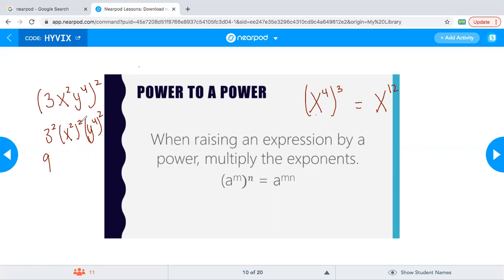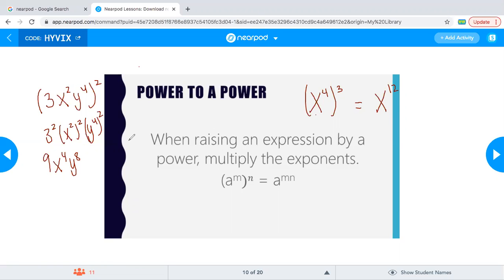So 3 squared is 9. X to the power 2 to the power 2 is x to the 4. And y to the power 4 to the power 2 is y to the 8. Okay, pause. I need you to get this because I'm telling you, it's just going to get gradually harder. If you didn't understand, say something now.